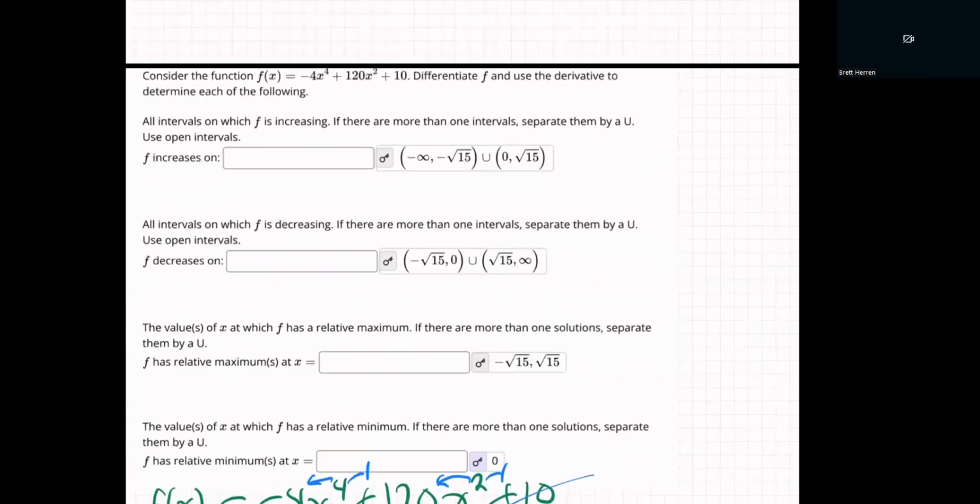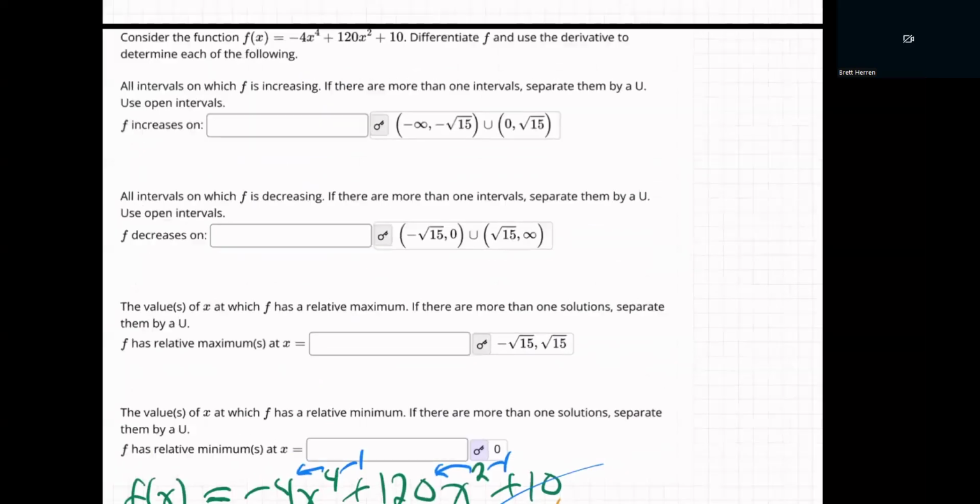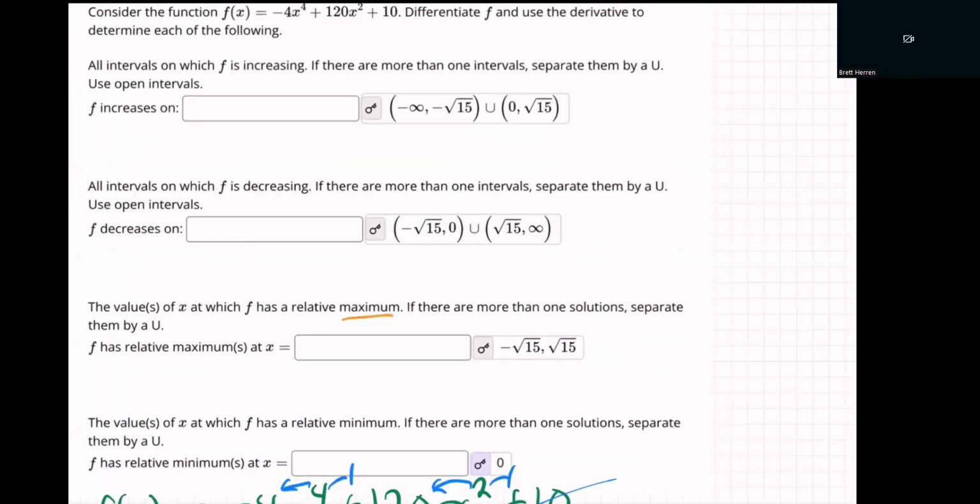Why do we always set derivatives equal to 0? Well, because that's where you're going to find your maxes, your mins, your increasing, decreasing stuff. Why? Well, because when f prime is 0, that means the slope is 0. The derivative is the slope, remember?